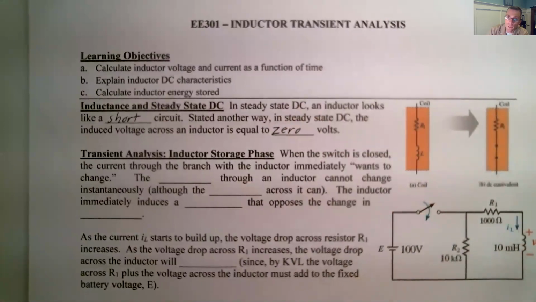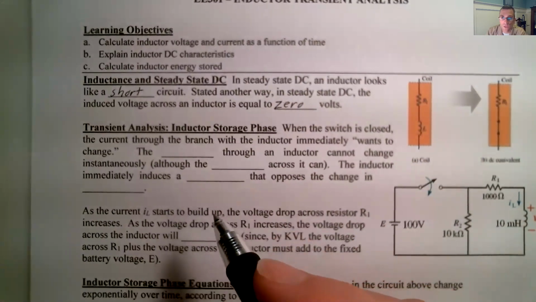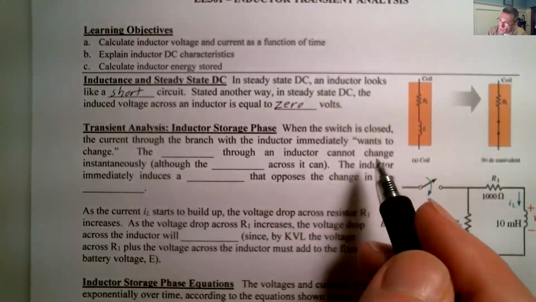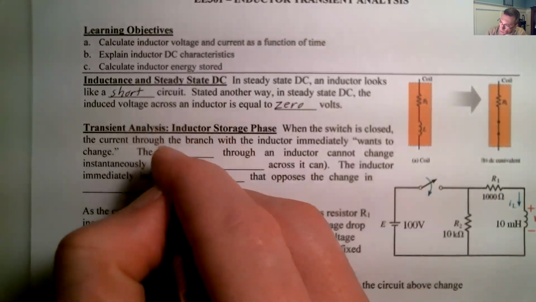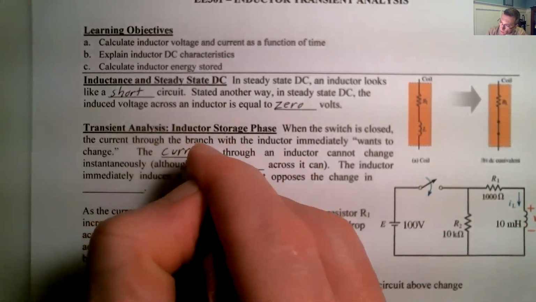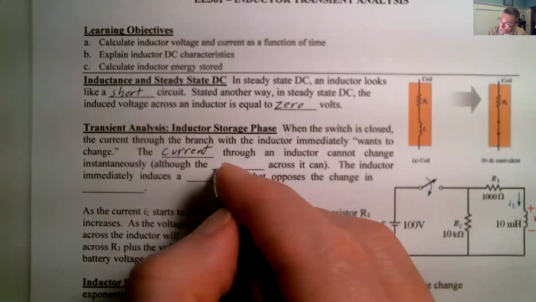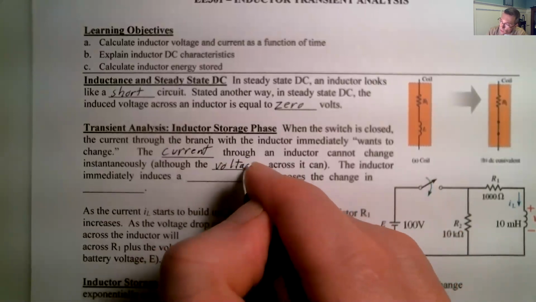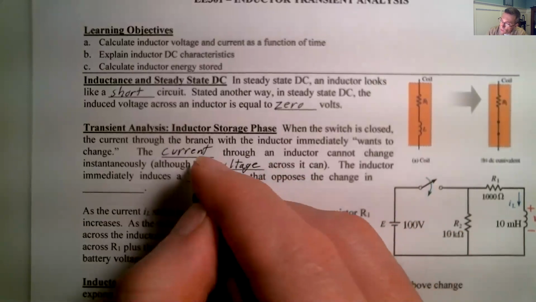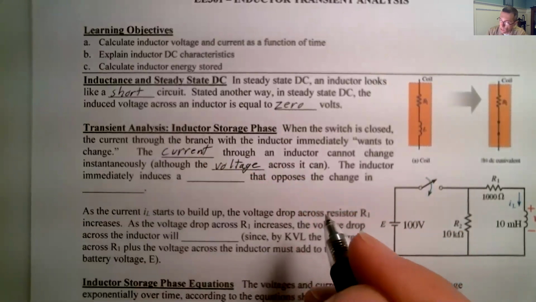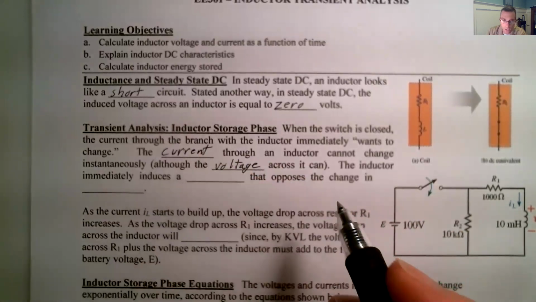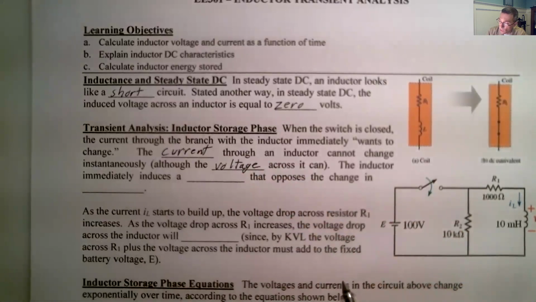Okay? So for transient analysis, when the switch is closed, the current through the branch with the inductor immediately wants to change. But the problem is the current through an inductor cannot change instantaneously, although the voltage across it can. So this is opposite of what a capacitor does. For a capacitor, the voltage can't change instantaneously, but the current can.